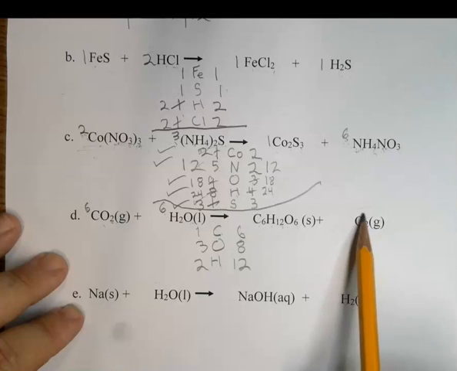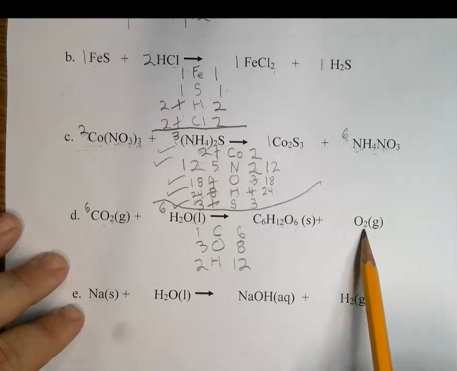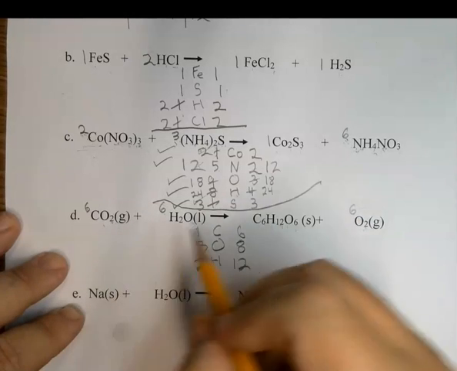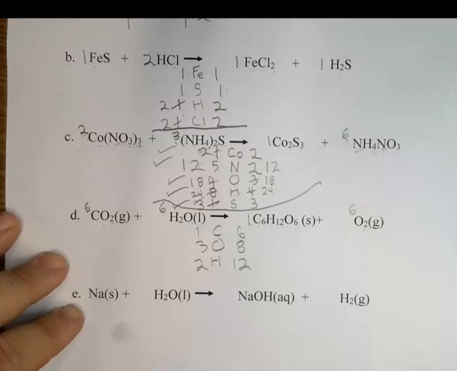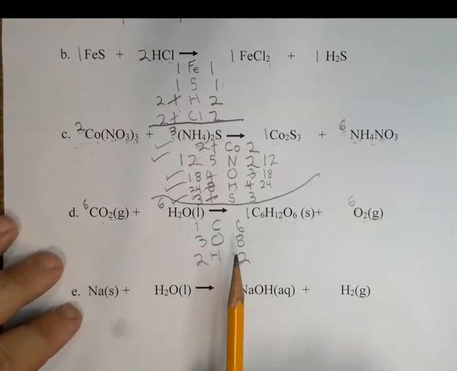So what do I do to this so I get up to 18? 6 plus what number gives me 18? That would be 12. And what do I have to multiply this by to get 12? That would be 6. So the answer here is 6, 6, 1, 6. Okay? And if you count them all out, you will see that they do balance out.